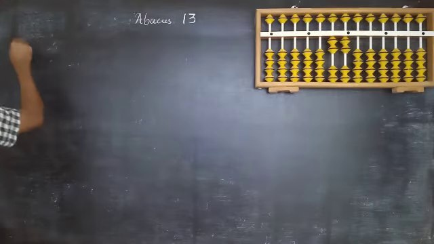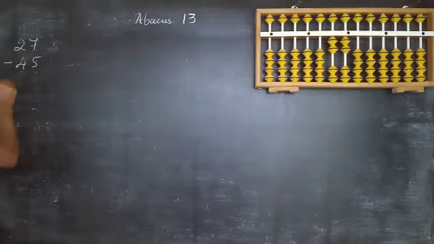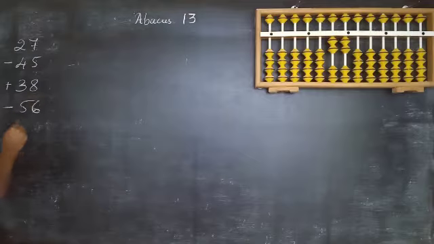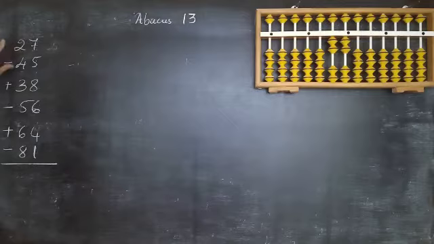(27) minus 45 plus 38 minus 56 plus 64 minus 81 is equal to... You can see here, this is bigger, you cannot subtract; this is bigger, you cannot subtract; this is bigger, you cannot subtract.